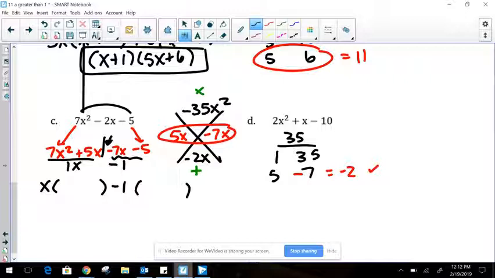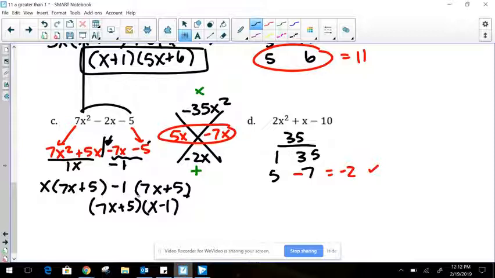When I divide 7 over 1, I still have an x, and I have a 5. And I have a positive 7, and then a positive 5. I'm just dividing, top divided by bottom. All right, so 7x plus 5, that matches with x minus 1. That's my answer.